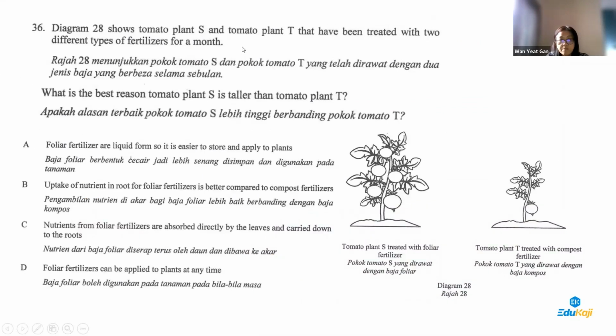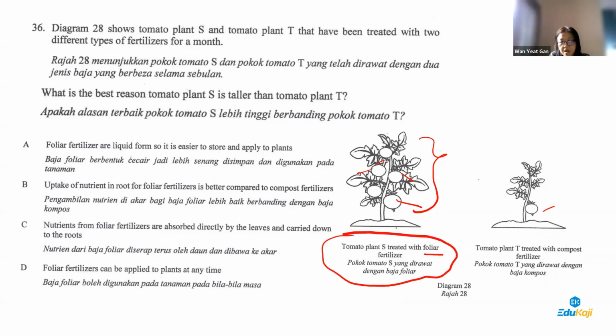Diagram 28 shows a tomato plant S and T that have been treated with two different types of fertilizer for a month. What's the best reason for tomato S to be taller than tomato T? So you can see that tomato S is taller and is fruiting more than tomato T. Okay, so the best reason would be because tomato S is treated with foliar fertilizer, liquid fertilizer, which easily gets absorbed by the leaf and carried down to the roots. Okay, so the liquid fertilizer is better.